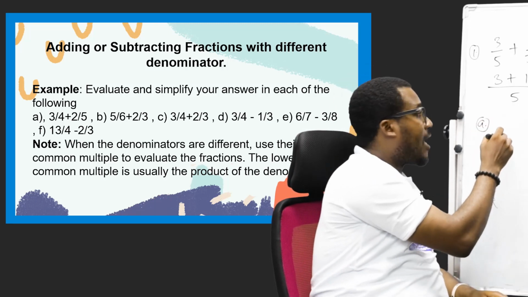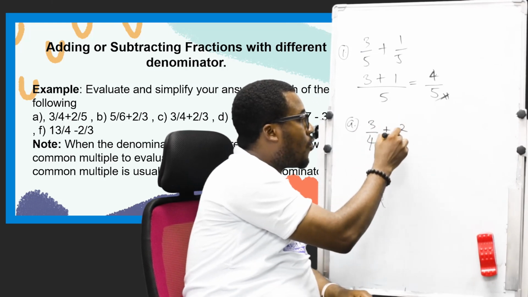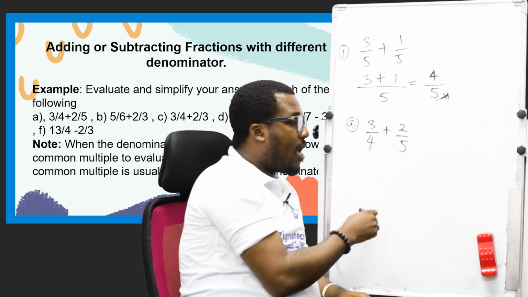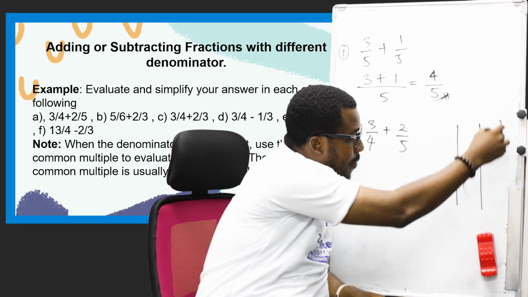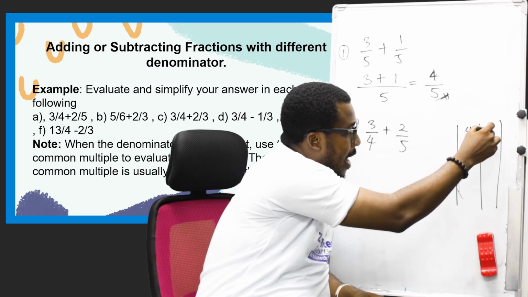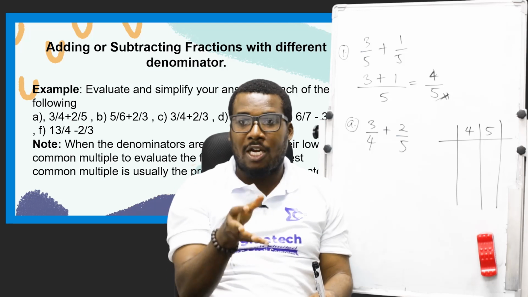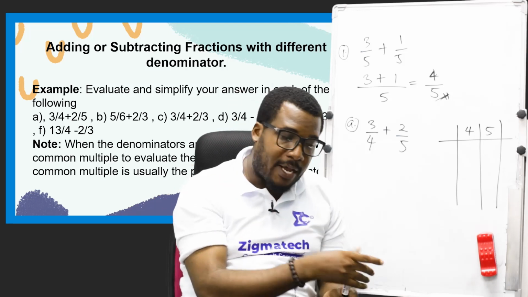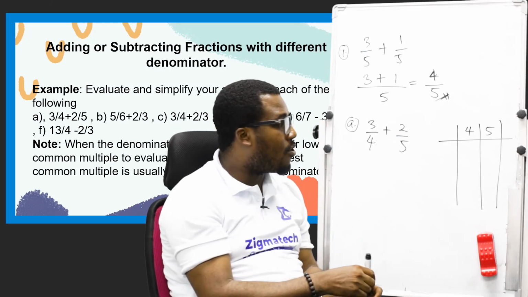The first instance is, say, 3 over 4 plus 2 over 5. Now, in the LCM method, you do your LCM the way you usually do it. You put back your 4 and your 5, and then you use a common multiple, going from the lowest to the highest, to break down each of these numbers.